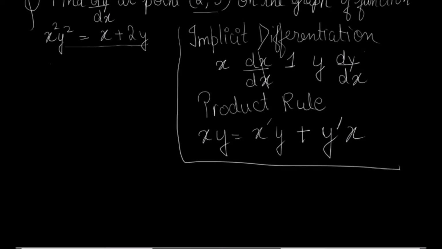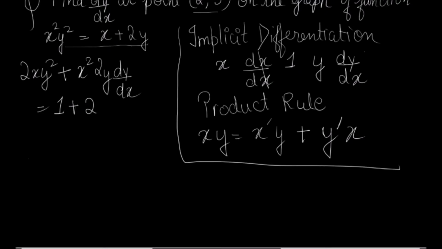So the derivative of this function is 2xy squared, and you won't have to write dx over dx because that's 1. And then the product rule says plus x squared 2y dy over dx equals 1 plus 2. To rewrite it, it's 2xy squared plus x squared 2y dy over dx equals 3.